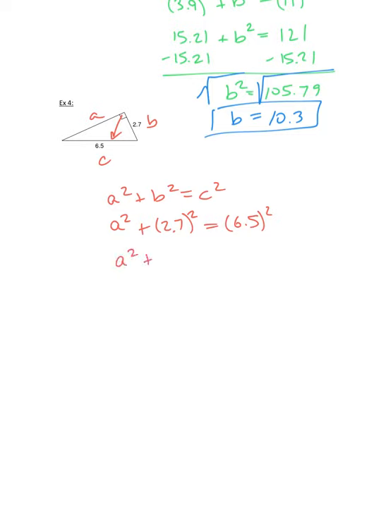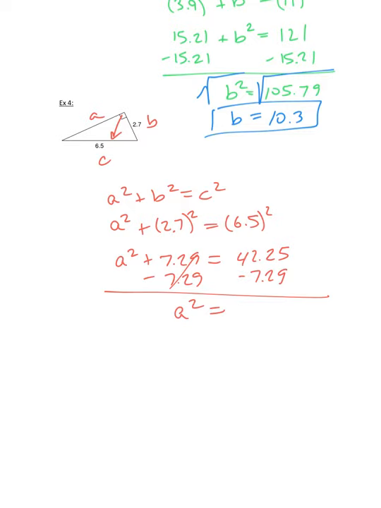So a squared plus 2.7 squared is 7.29 equals 6.5 squared is 42.25. And here I have to subtract to isolate a. So subtract 7.29 from both sides. I have a squared equals 34.96. And now I just need to take the square root on both sides to isolate that a. So now I have a equals, and I put in my calculator the square root of 34.96, and I get 5.91, so it's 5.9 to the nearest tenth.